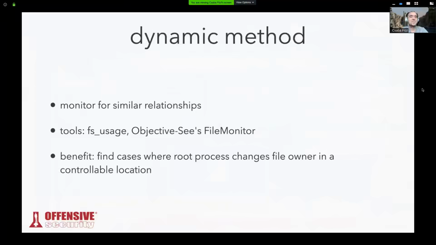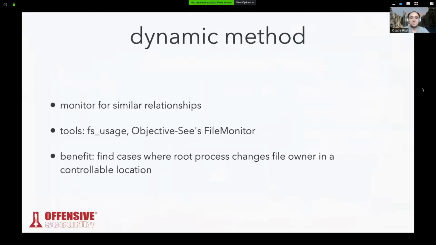Now, there is a dynamic method. Basically, you can monitor for this relationship dynamically. So every file write or read, you can monitor, and you can check for the previous combinations in terms of the process: is it running as root, and do you as a user have write access to that file. Now, most of the time you will find the same stuff as with the static method.